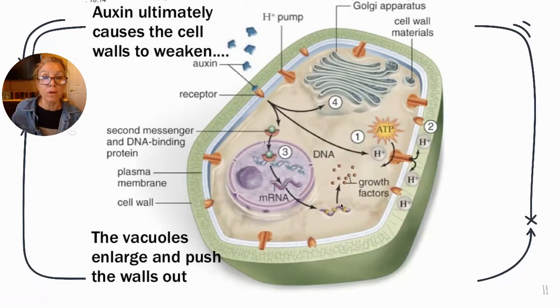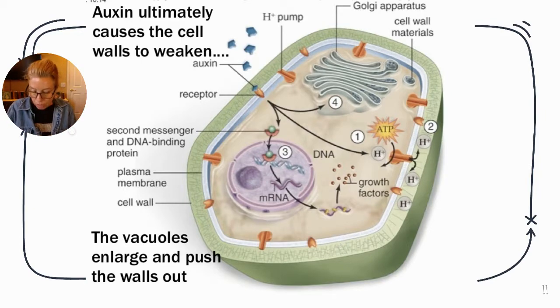Here you can see the growth factors. Here you can see those cell wall building materials coming from the Golgi apparatus, in order to basically repair this stretched out wall. And why is it stretched out? Because it got weakened by those hydrogen ions.